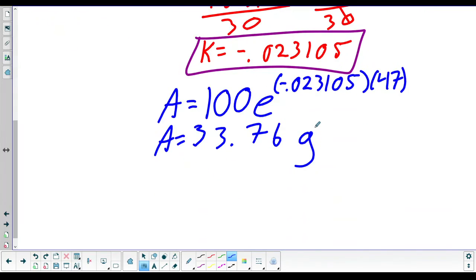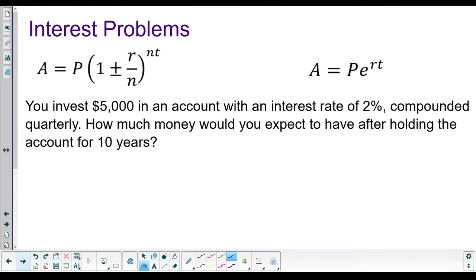So after our long 47 years of science or math or whatever it is we do, our little rock is going to decay, and we're only going to have that much left. Sad. Oh well. Next problem.